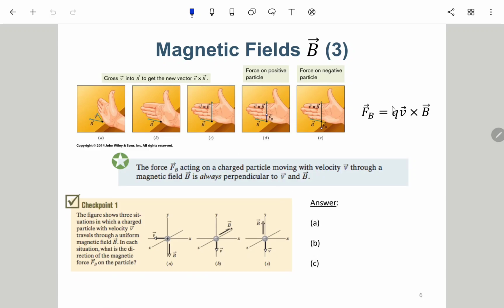So this is just to repeat: F_B equals q v cross B. After knowing the direction of v cross B, apply the polarity of q, so that if q is positive, then F_B has the same direction as v cross B, and vice versa. So this is a quick checkpoint. Yeah, so maybe we stop here today.